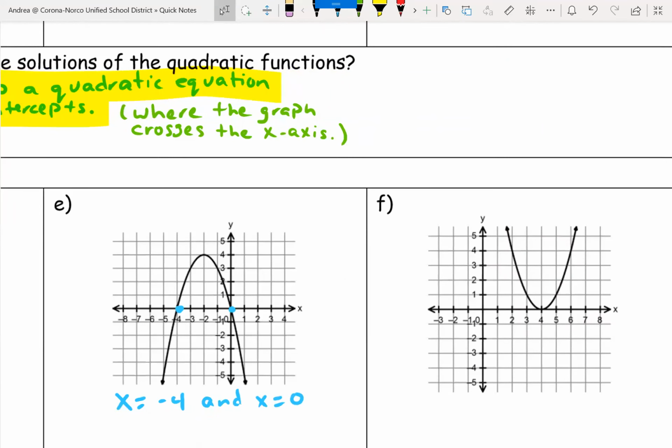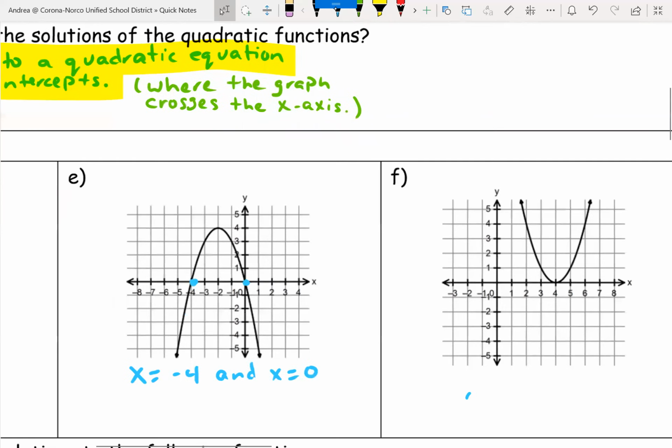Riley, what about the last one? Where does it cross the x-axis? At 4. Okay, so it's just x equals 4. In this case, there's only 1. Most of the time, you'll have 2. Okay, it'll cross twice. Sometimes it'll have 1 when the vertex is on there.